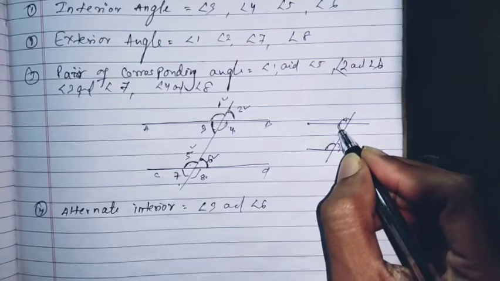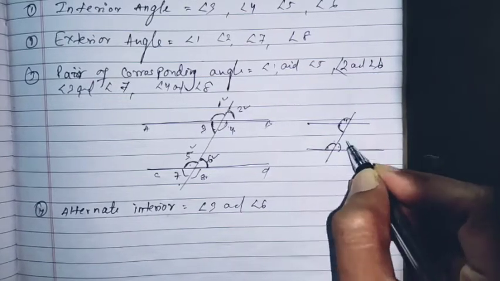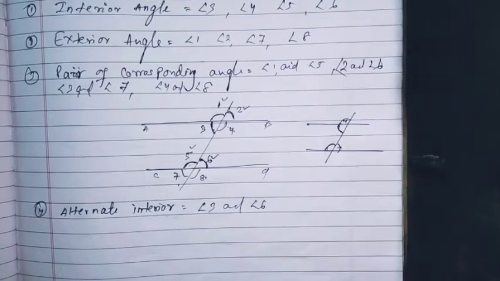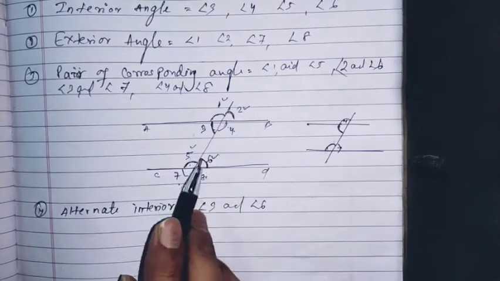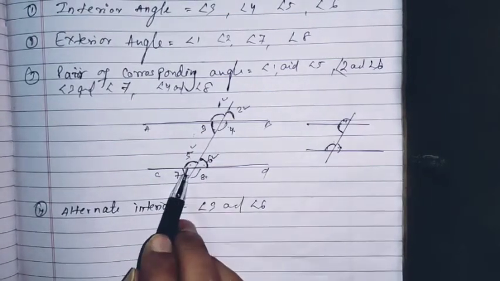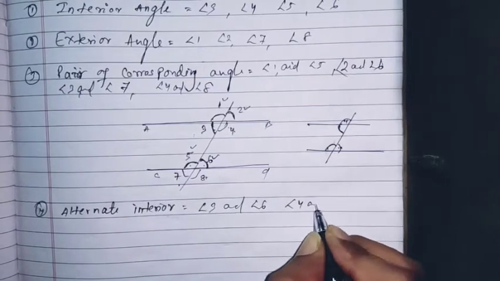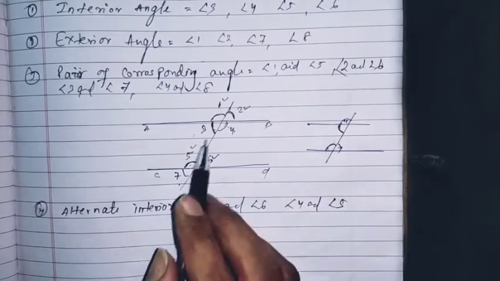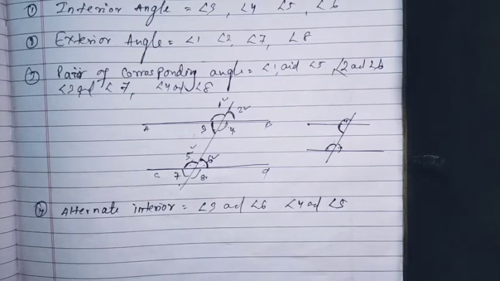So this interior is alternate to this interior. Angle 3 is alternate to angle 6, and angle 4 is alternate to angle 5. Angle 4 and angle 5 are alternate interior. Okay. Now alternate exterior.